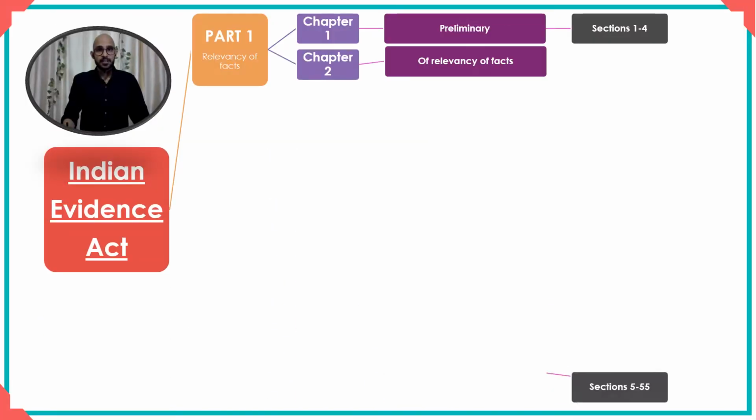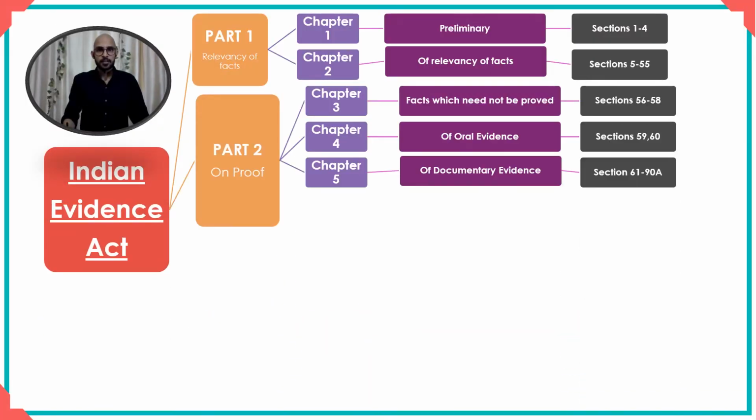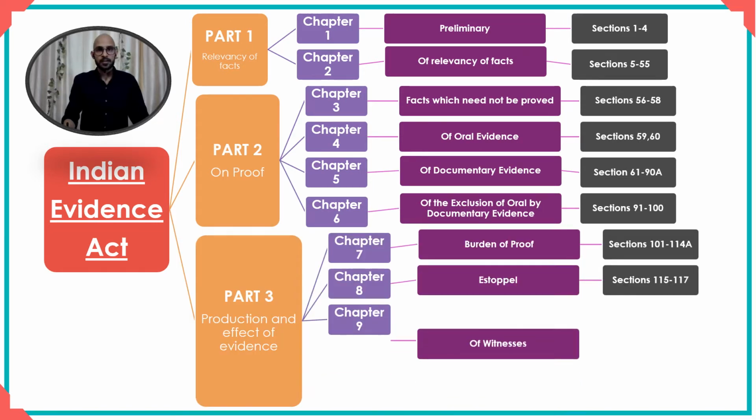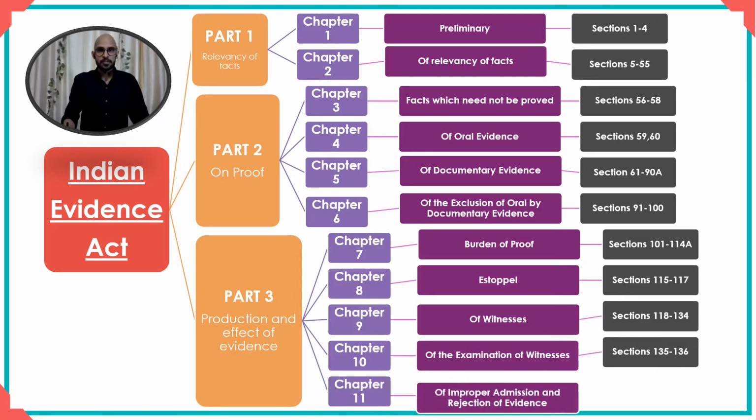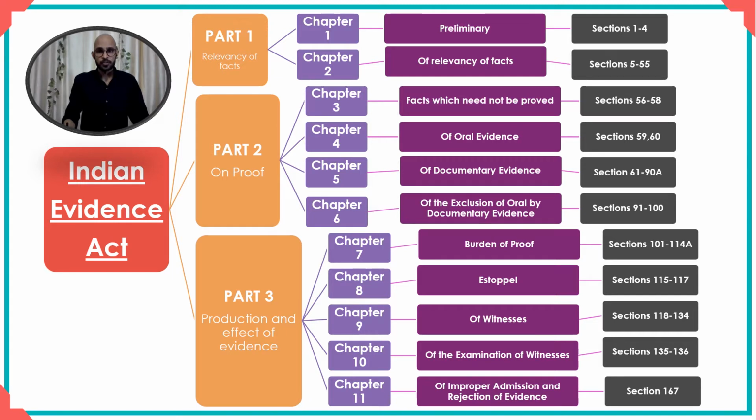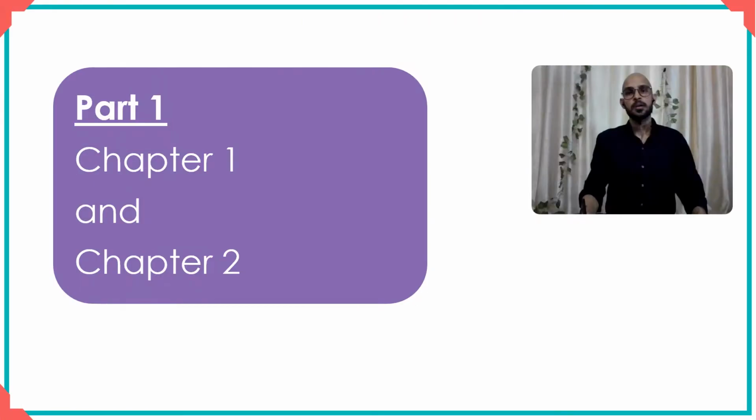So we know that the Indian Evidence Act is divided into 3 parts. These 3 parts have 11 chapters. 11 chapters have 167 sections. So that's the overview of the Indian Evidence Act. We have already discussed part 1, which contains chapter 1 and chapter 2, extending from section 1 to section 55.